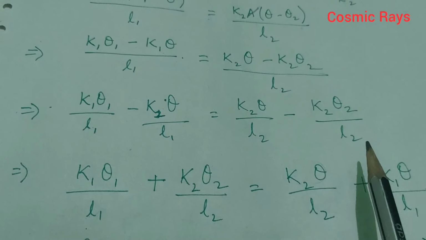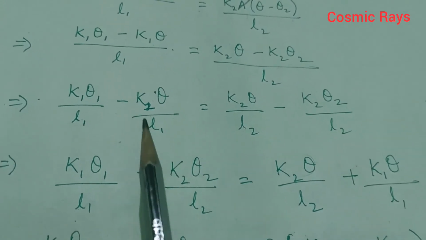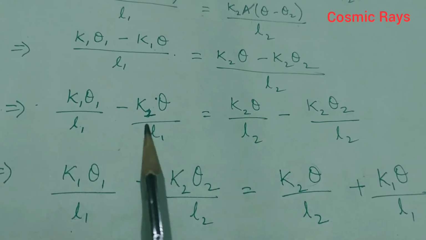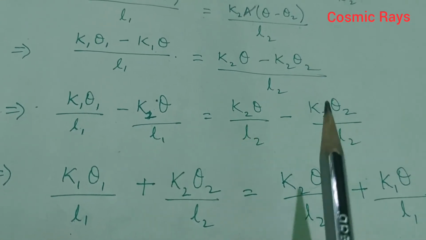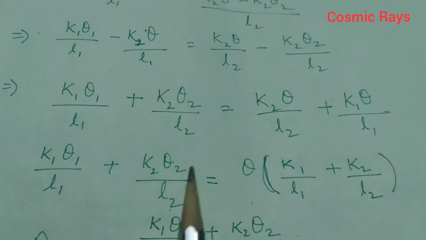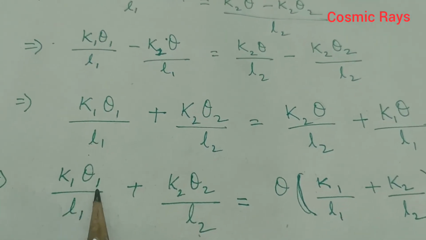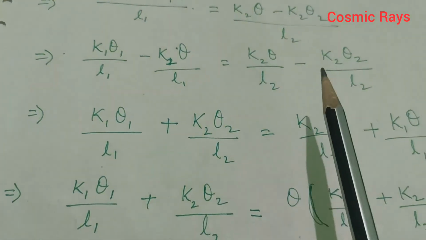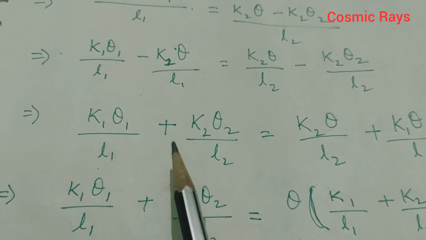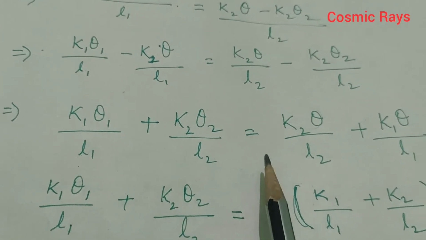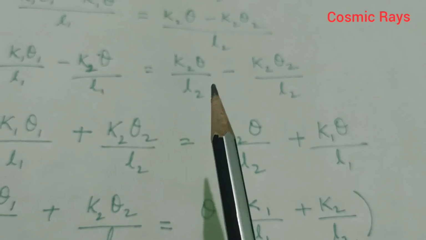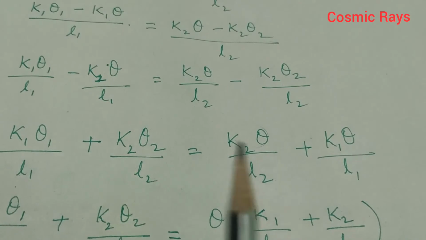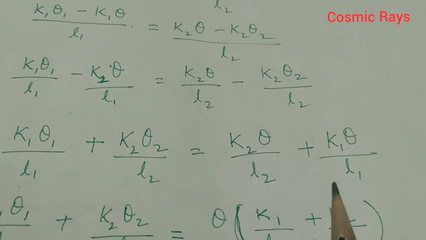Now what we do is we take this term containing theta with this term containing theta. We bring them together, and this theta 2 we take to the other side. So we have K1 theta 1 upon L1, plus this minus K2 theta 2 upon L2 coming to the left hand side becomes plus K2 theta 2 upon L2, is equal to K2 theta upon L2 remains as it is, and this minus K1 theta upon L1, when we take it to the right hand side, it becomes plus.